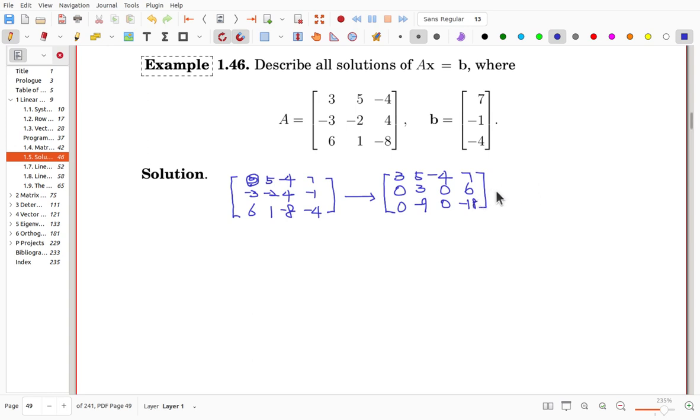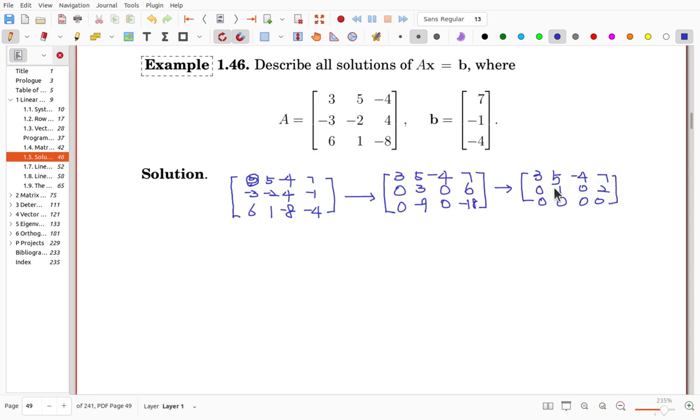Now this is a new pivot, and if you subtract 3 times this row from the final row, then it will be 0. Now we scale it. So we can see now 3, 5, minus 4, and 7; then 0, 1, 0, 2; and the final row is 0, 0, 0, 0.